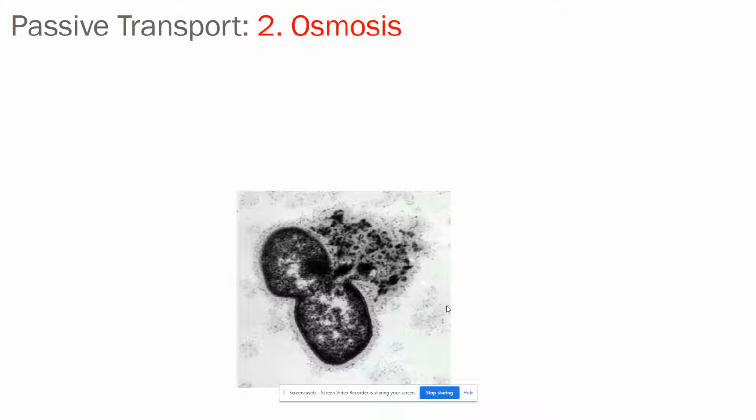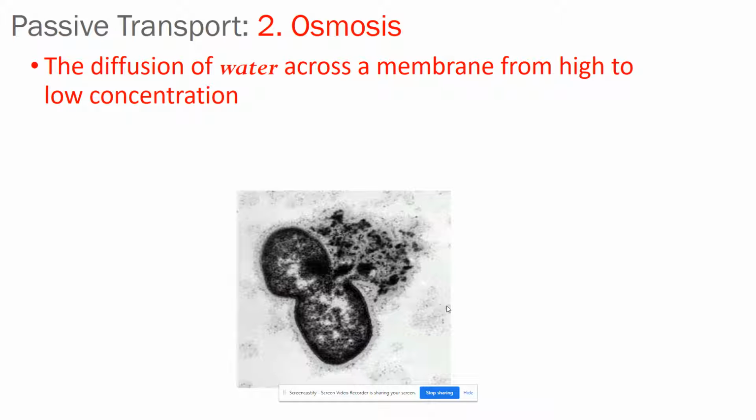Hello, we are continuing on with passive transport right now. The first kind of passive transport that we did was diffusion, and number two now is osmosis. Here is a definition for osmosis: diffusion of water across a membrane from high to low concentration. Again, high to low concentration. This does not require energy because it's passive transport. Water will naturally go from where there's more concentration of water to a less concentration of water.